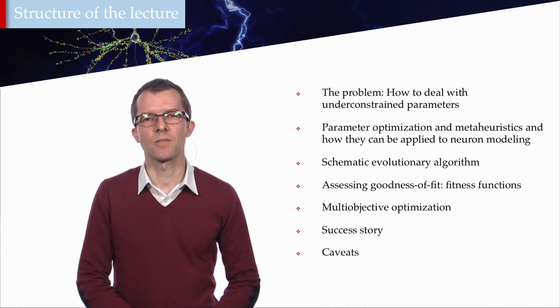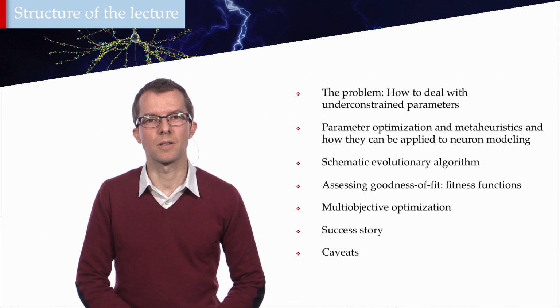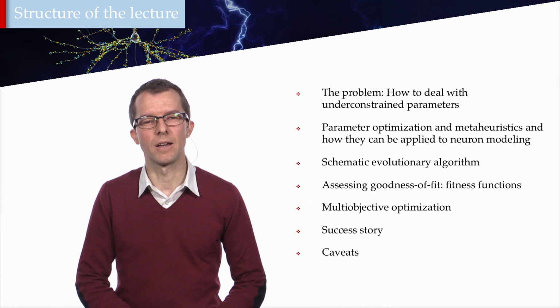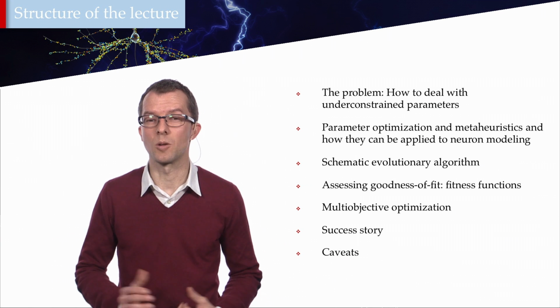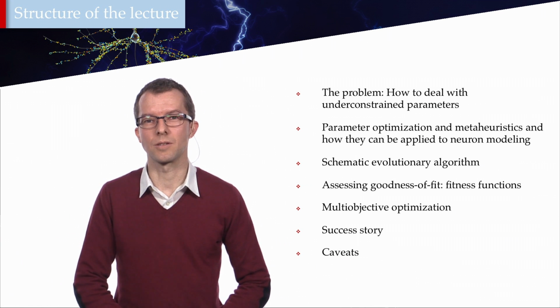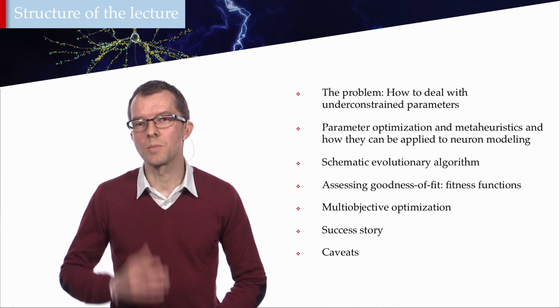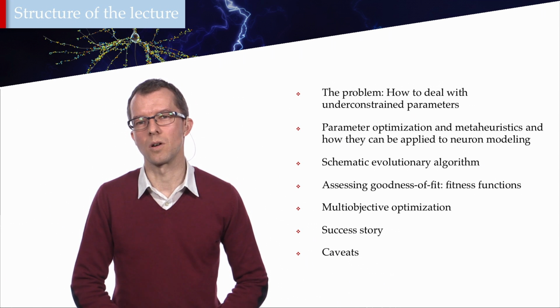Hello. In this part of the MOOC, we'll talk about the case when it's difficult to find experimental values for your model parameters. So you have a problem of under-constrained parameters, and we would like to use parameter optimization, in particular meta-heuristics such as evolutionary algorithms, to help us building good neuron models.